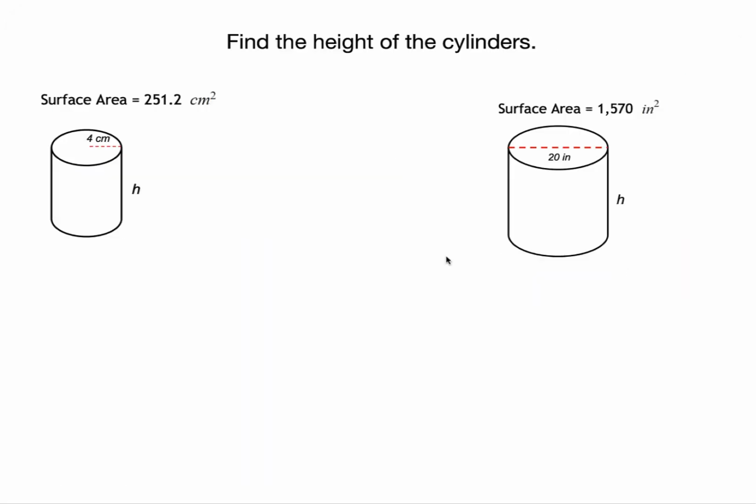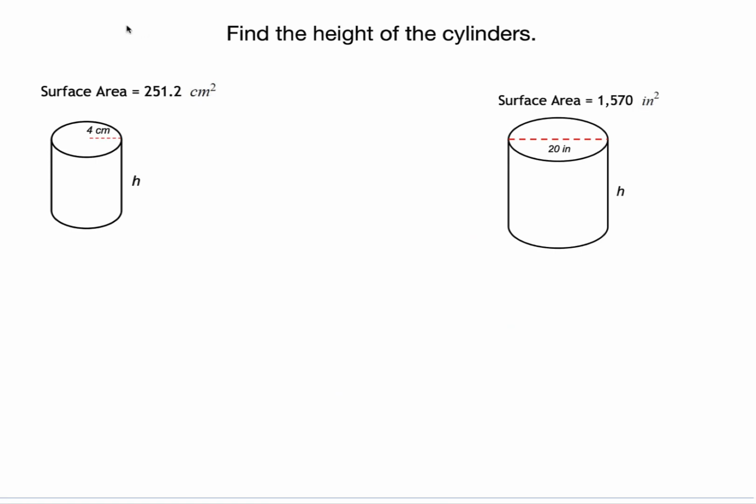Now, the last two questions are if you're given the surface area and now you have to find the height. So in the first question, they say the surface area is 251.2 square centimeters. Now this 4 right here is my radius and I'm trying to find the height. So SA equals 2 pi RH plus 2 pi R squared.